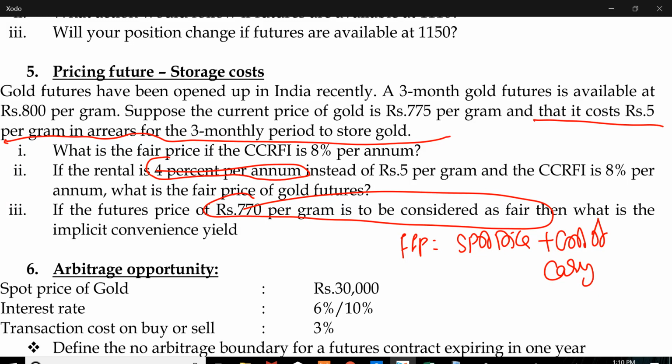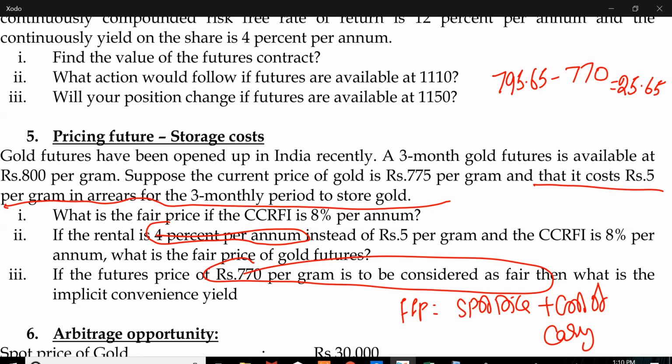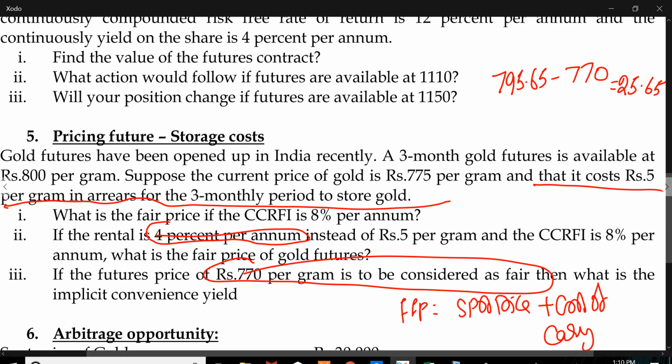You will have two answers. Part 2 will have a different answer. For both part 1 and part 2, there is going to be a different answer. What was the original fair futures price you computed? Minus 770. If it is in rupees, it is 25 rupees of convenience yield, 25.65. Second part you said 798.6, again minus 770.